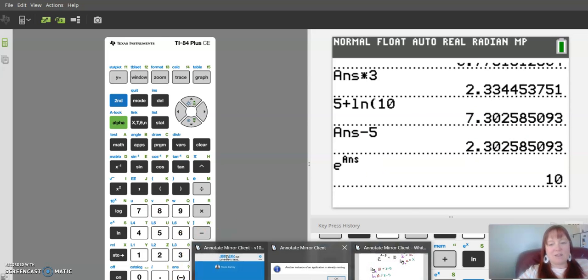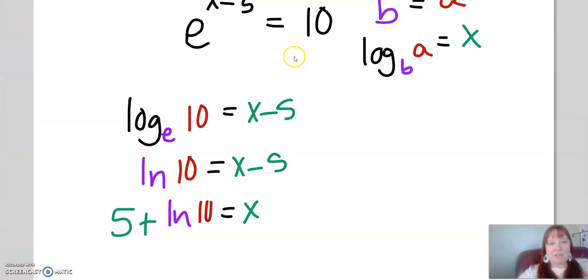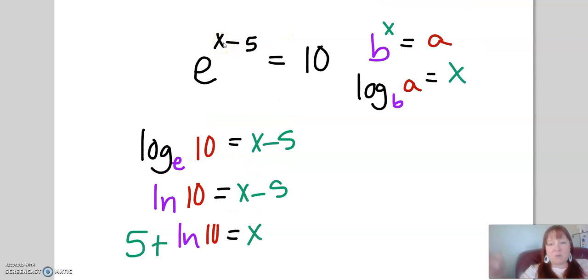Do you see that? So here's my thing. I said e to the x minus 5 equals 10. Well, if x is that ridiculous decimal that I just got, I take that ridiculous decimal, I subtract 5, I raise e to it. Sure enough, I get 10. So that's my answer. And then just go ahead and write it to 3 decimal places.